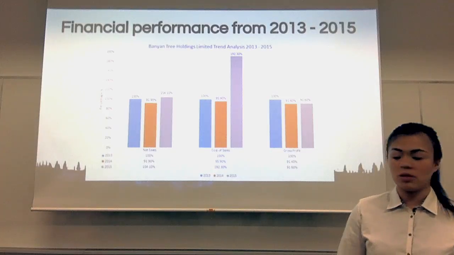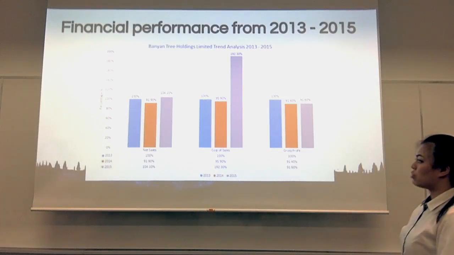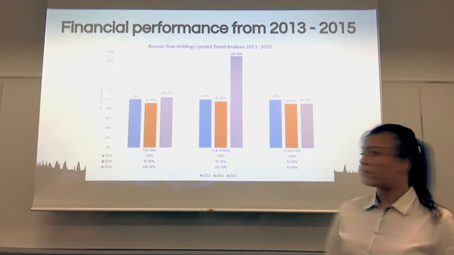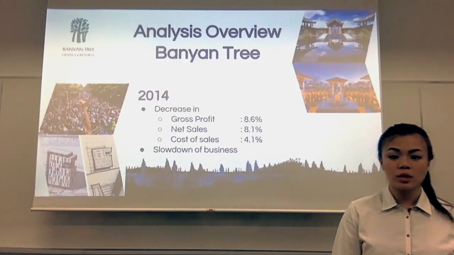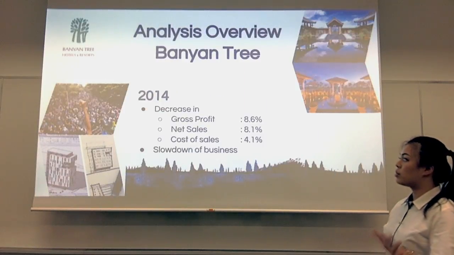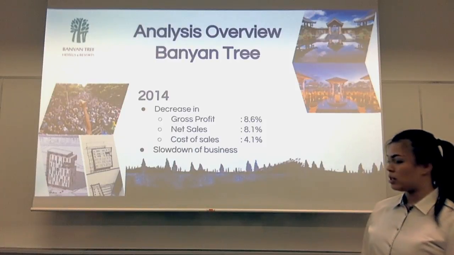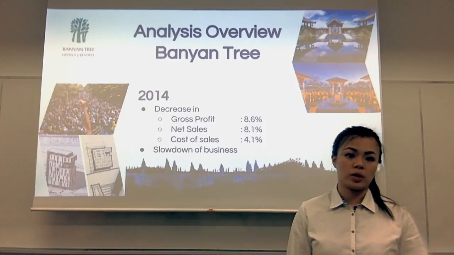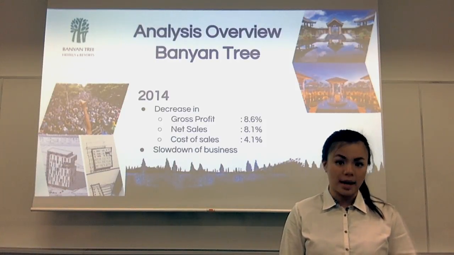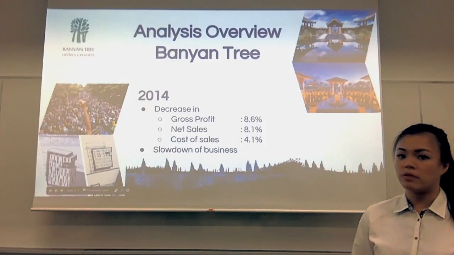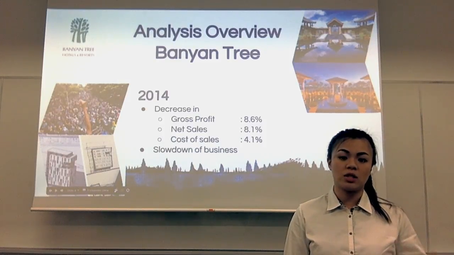So firstly, on Banyan Tree. We have the financial performance for 3 years on three categories: net sales, cost of sales, as well as gross profit. Firstly, for 2014, you can tell that the three categories actually have a decrease. And why is that so? This can actually be caused by a slowdown in business due to the political unrest in Thailand, and on top of that, because of the design and architectural fees in China.